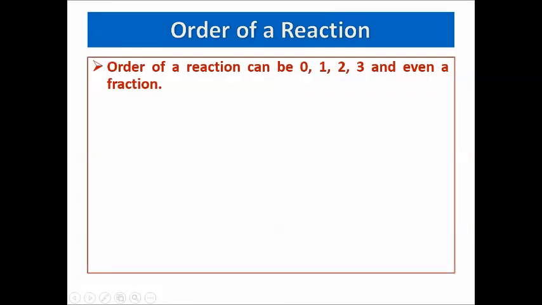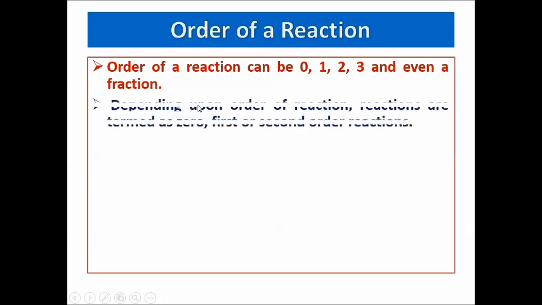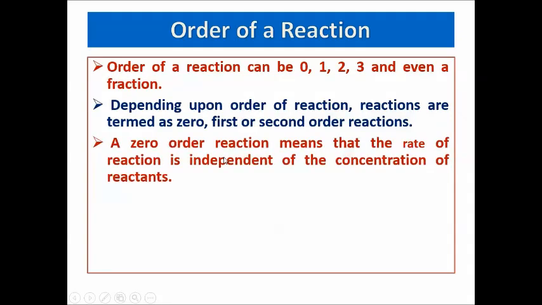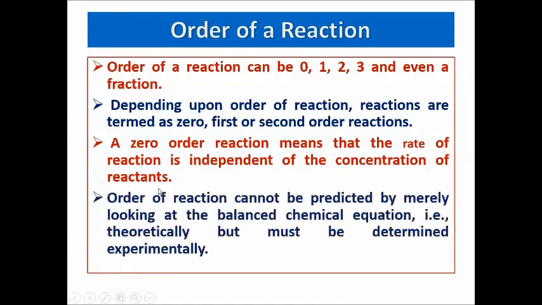Order of a reaction can be 0, 1, 2, 3, and even a fraction. Depending upon the order of the reaction, the reactions can be named as zero order reaction, first order reaction, second order, third order, like that we can name it. A zero order reaction means that the rate of the reaction is independent of the concentration of the reactants.